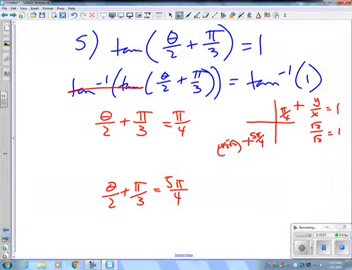I don't know which you might think is easier, so I tell you what I'll do. The first problem, I'll show it with common denominator, and the second problem, I'll show it with getting rid of the denominators, and that way maybe you can decide which way you like to do it better.